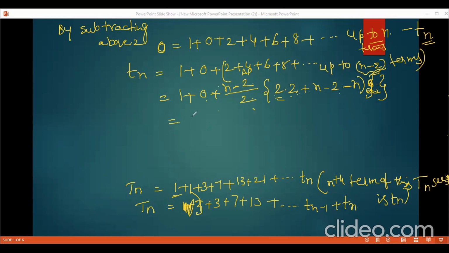Now what do we get? 1 plus 0 is 1, 1 plus (n minus 1) by 2 into 2 plus n minus 3, because 4 minus 2 is 2. If you multiply with the 2n, minus 2n becomes plus 2n, so plus n minus 3, okay.